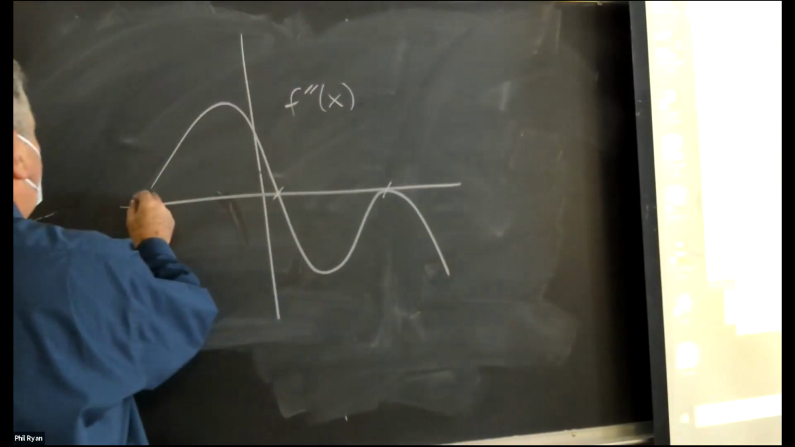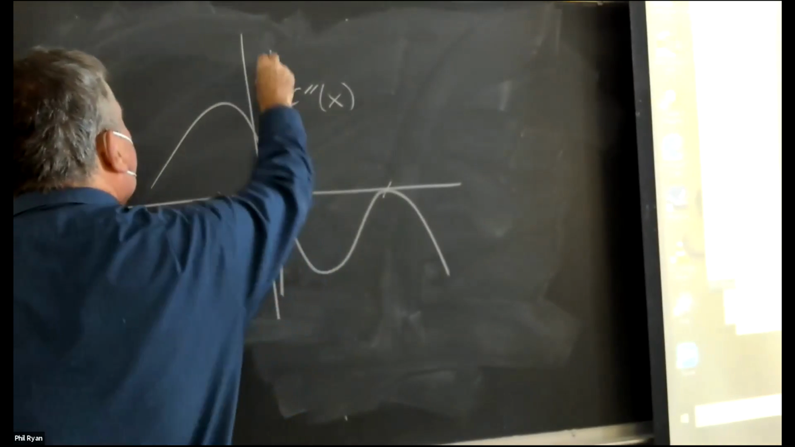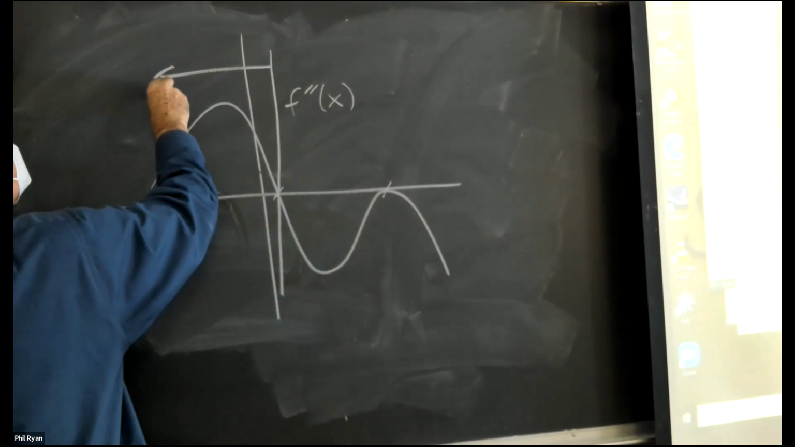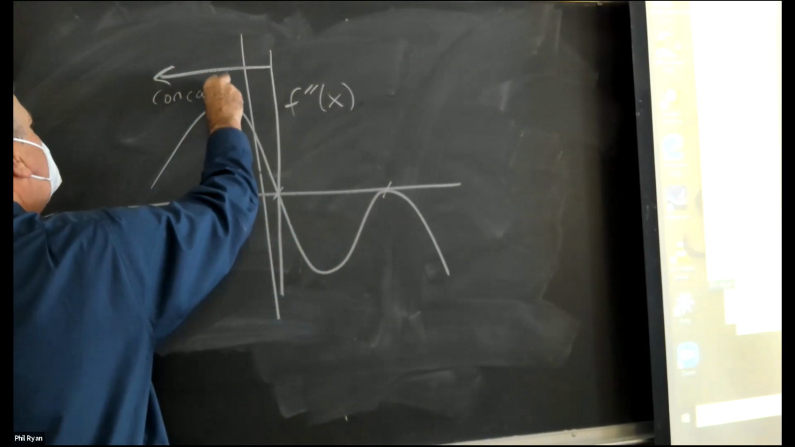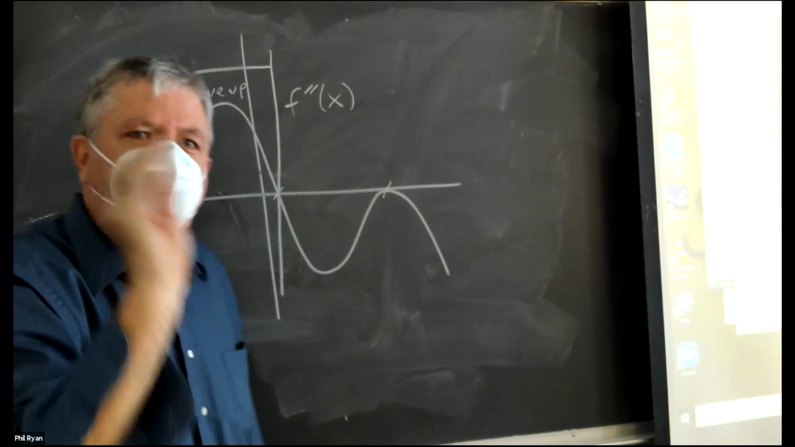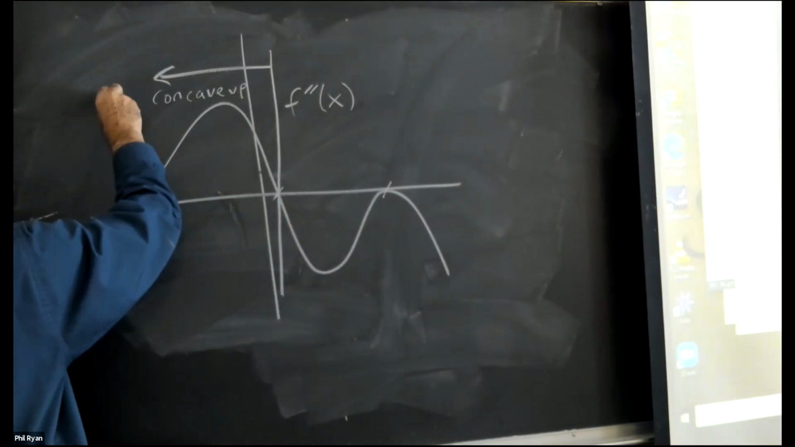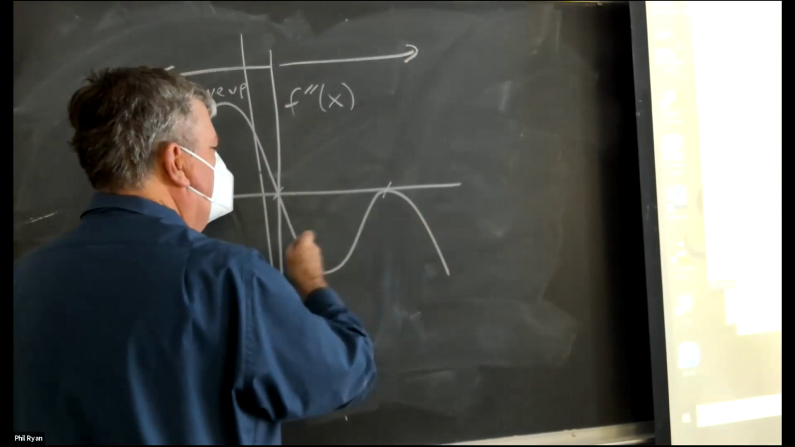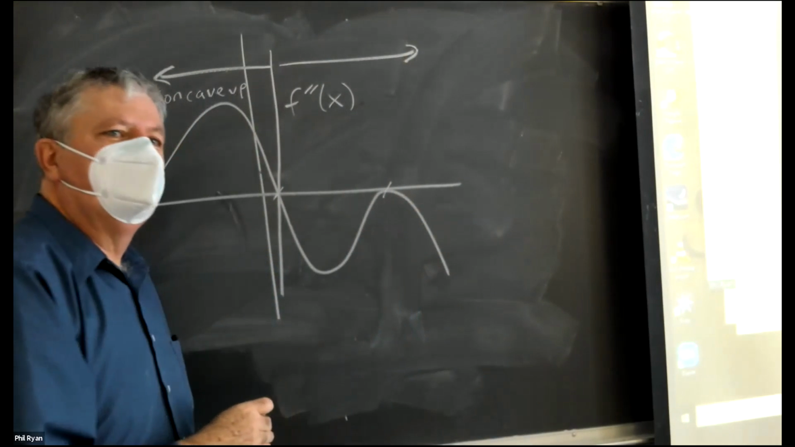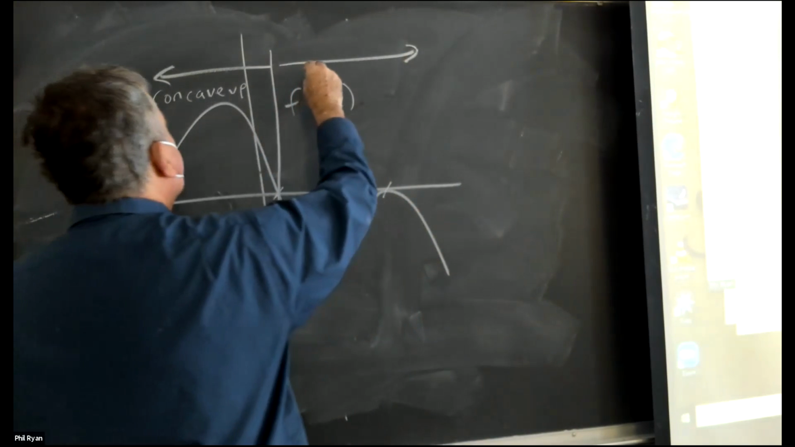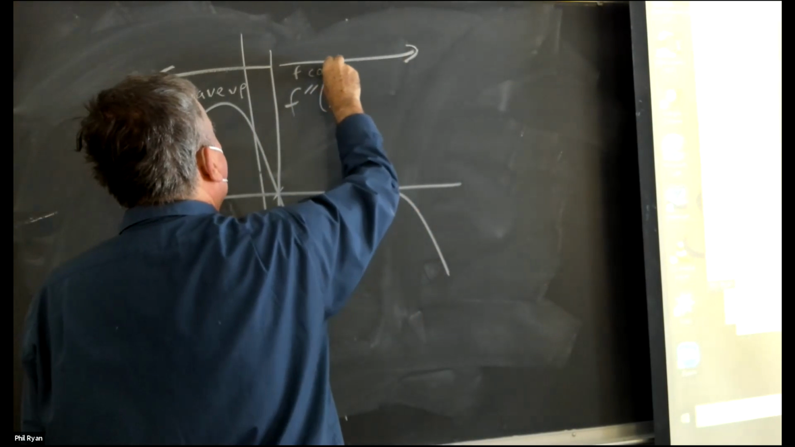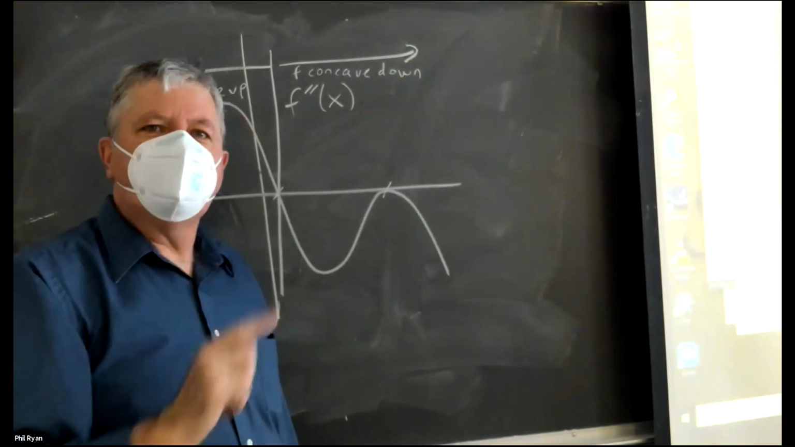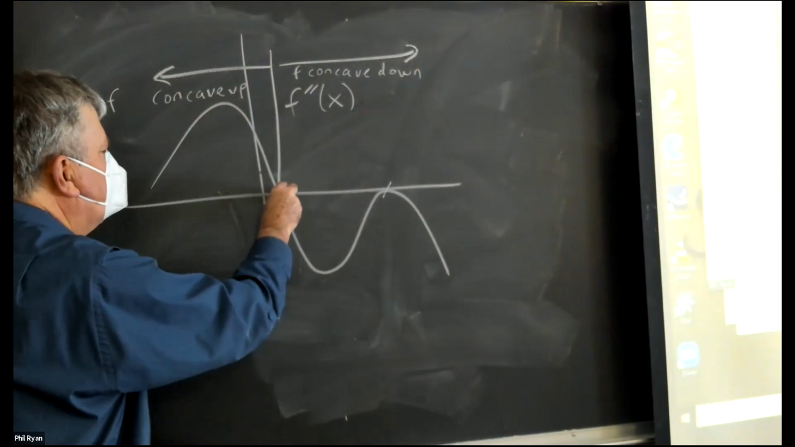Okay, so all this way, the second derivative is positive, so it is concave up. And that's the function f. f is concave up. Here, on this side, the second derivative is negative, so f is concave down. There's only one place where it changes concavity, and it's this place here.